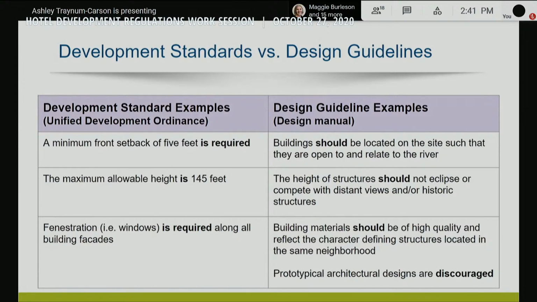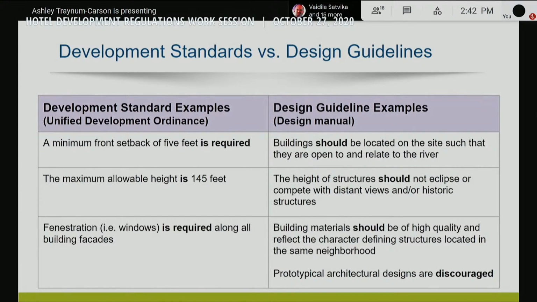Those development standards are reviewed by staff. So when we receive a site plan, they're very objective standards and requirements that have to be met. As an example, in the left column, in the top row, an example of a development standard would be that a building has a minimum front setback of 5 feet that is required. It's very objective. A new building has to be set back 5 feet from a property line.